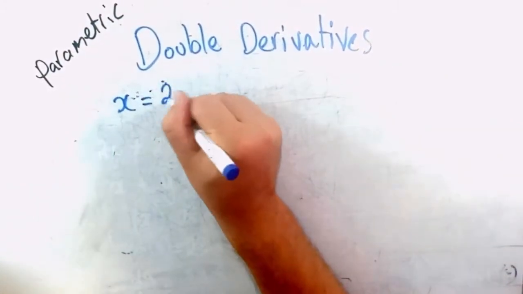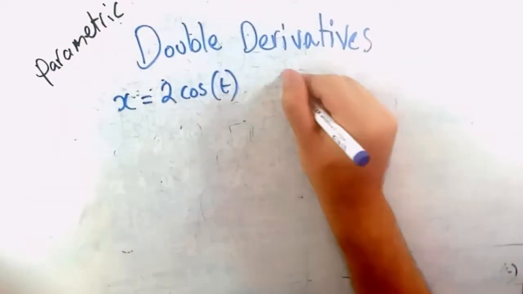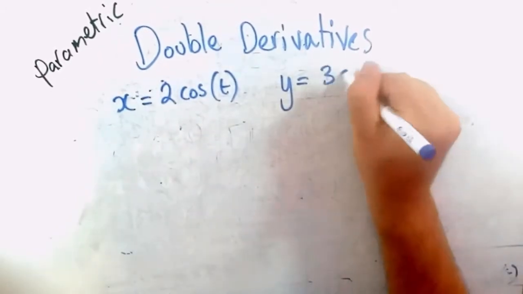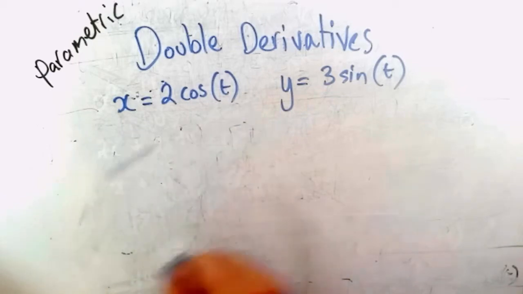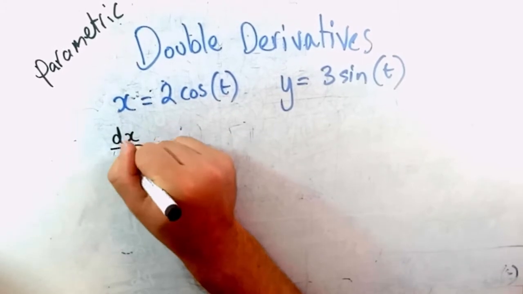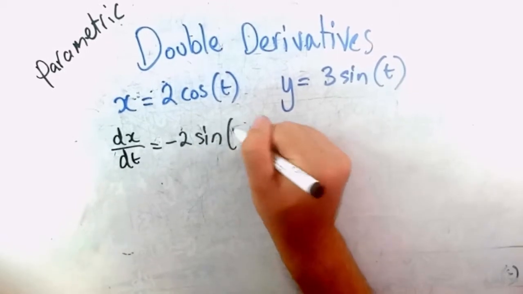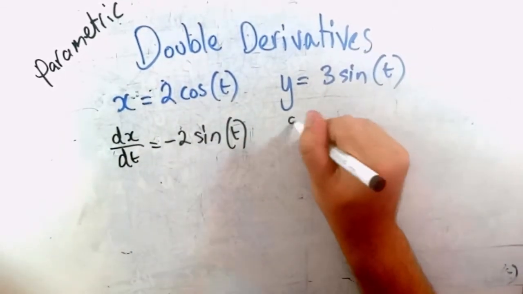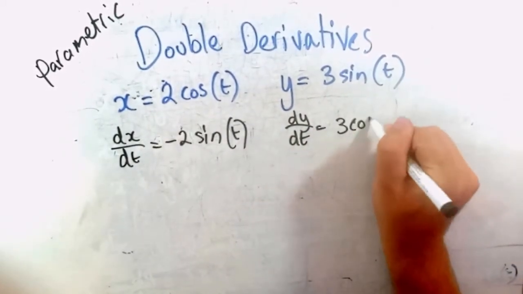We've got x in terms of t. We've got x equals 2 cos t and y equals 3 sine of t. Okay, let's start there. Alright, so we need to take the first derivative first. Now we've done that before. We'll take these derivatives with respect to t first. So we'll get dx dt. What's that equal? That's going to be negative 2 sine of t. Easy one. dy dt. What's that? That's 3 cos of t.